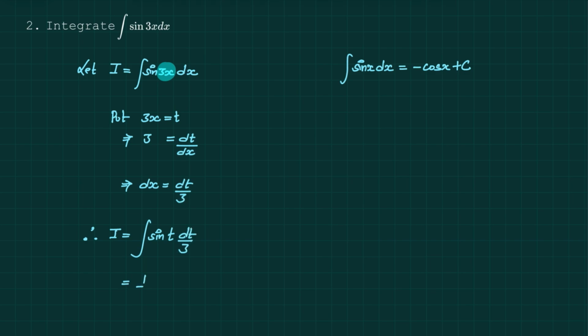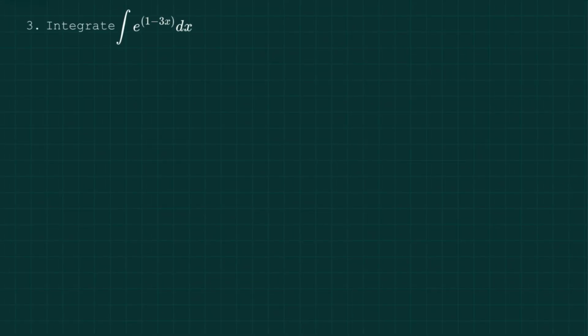So taking out the constant 1 by 3, we will have 1 by 3 times the integration of sine t dt, and the integration of sine t dt is minus cos t plus the constant of integration, which equals minus 1 by 3 cos of, let us put back the value of t, that is 3x, so here it will be minus 1 by 3 cos 3x plus c.